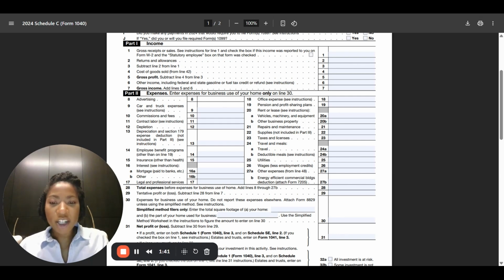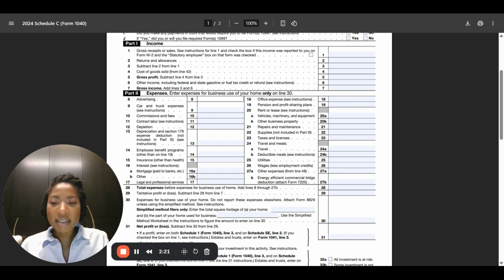Line 9 says car and truck expenses. So this is going to include things like mileage, and there's actually some additional information that you have to include here. It says see instructions. So you'll want to make sure that, again, when you're completing Form Schedule C, that you have the instructions pulled up, maybe on a separate screen or in a separate window. There is an entire PDF that is just instructions for completing Form Schedule C. You want to have that pulled up. It's going to be super handy as you're doing this. If you have any questions about the specific line items, generally the instructions are going to contain the information that you need to answer those questions so that you can complete this form correctly.